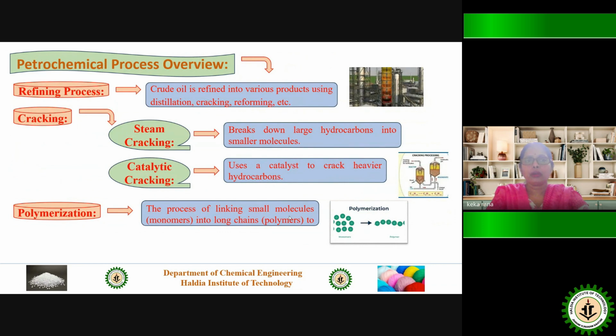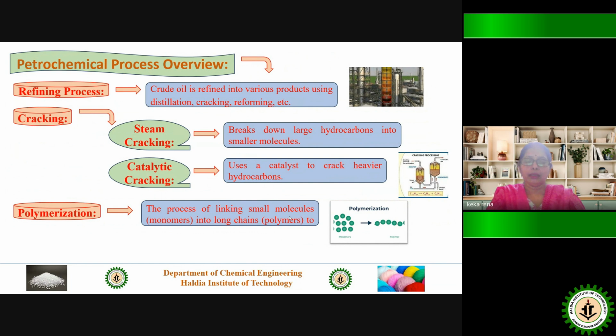Now, let's go for an overview of the petrochemical process. What steps are you going to follow? Firstly, we collect the crude and then go for the refining process. The crude oil is refined into various products using distillation, cracking and reforming, etc. Under reforming, there are two different types: steam reforming and catalytic reforming. Under cracking, there are steam cracking and catalytic cracking.